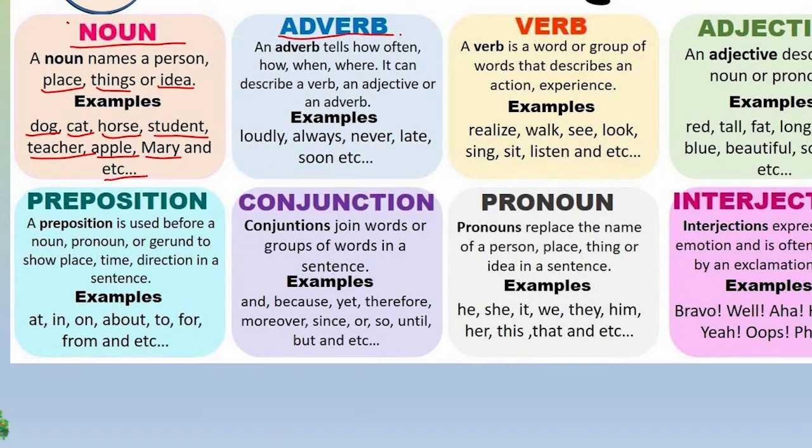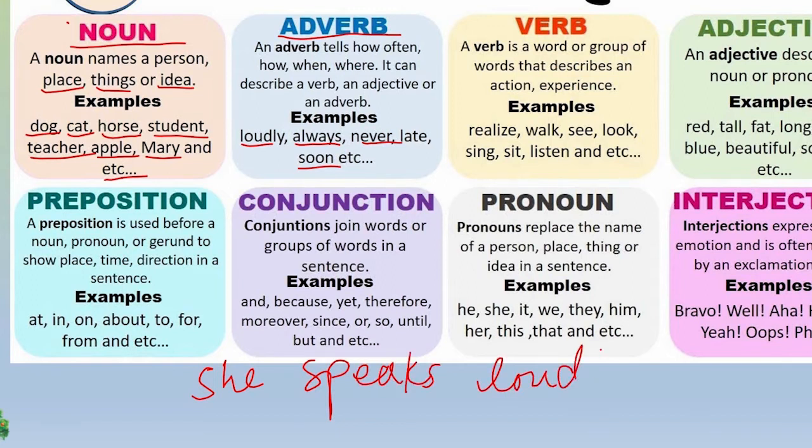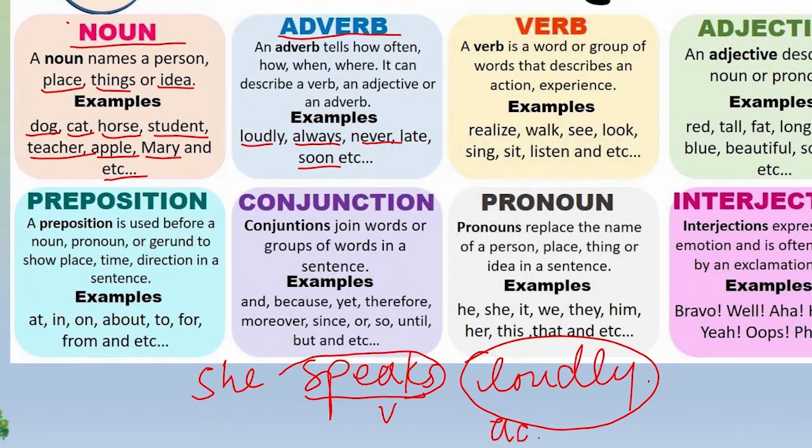What is an adverb here? An adverb tells how often, how, when, where. It can describe a verb, an adjective or another adverb, like loudly, always, never, soon. Let me give you an example of an adverb. She speaks loudly. Here, speak is an action, a verb, and loudly is an adverb. The adverb loudly is modifying the action of speaking. It's telling you more about the action.